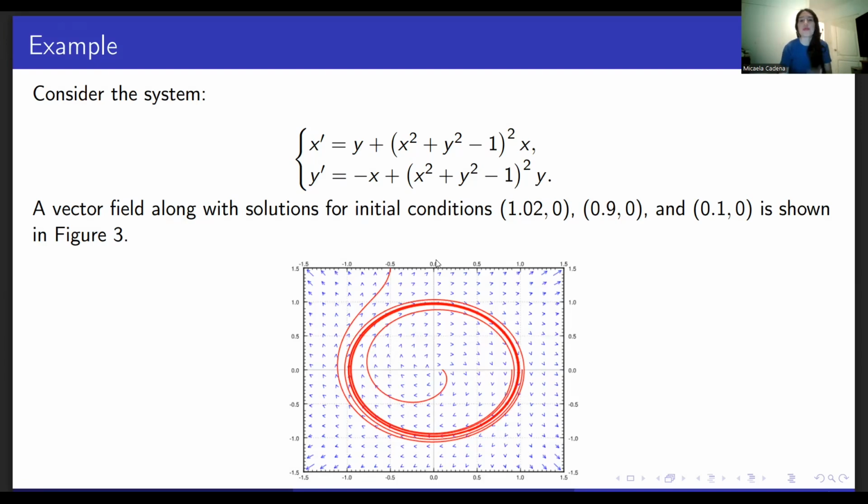And we can check that for points inside the unit circle, the solution will orbit around that unit circle. But for points outside the unit circle, the solution will spiral off to infinity, which is this red segment that we see right here.